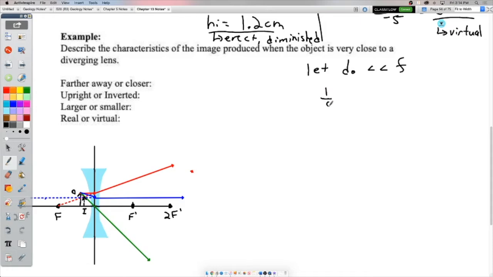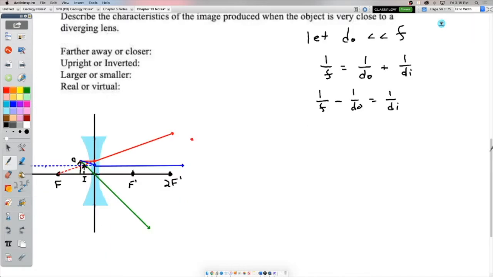So when we say 1 over f equals 1 over d_o plus 1 over d_i, we have 1 over f minus 1 over d_o equals 1 over d_i. Let's stop and think here. If d_o is much, much smaller than f, how do these two numbers compare? If d_o is very small, then 1 over d_o is very big, and 1 over f is very small compared to this number anyway.